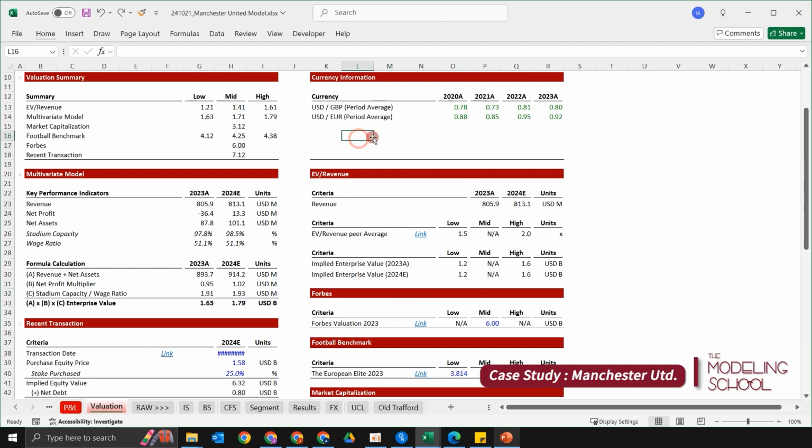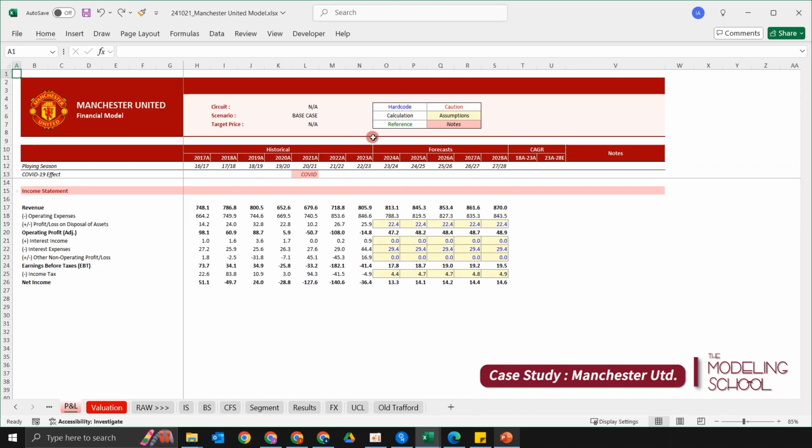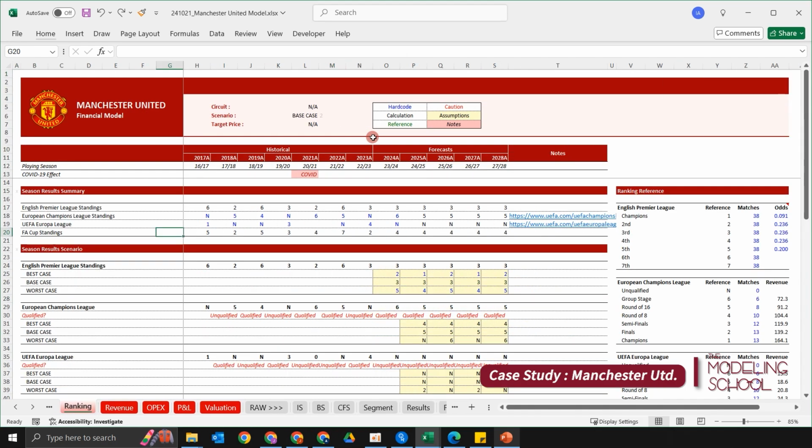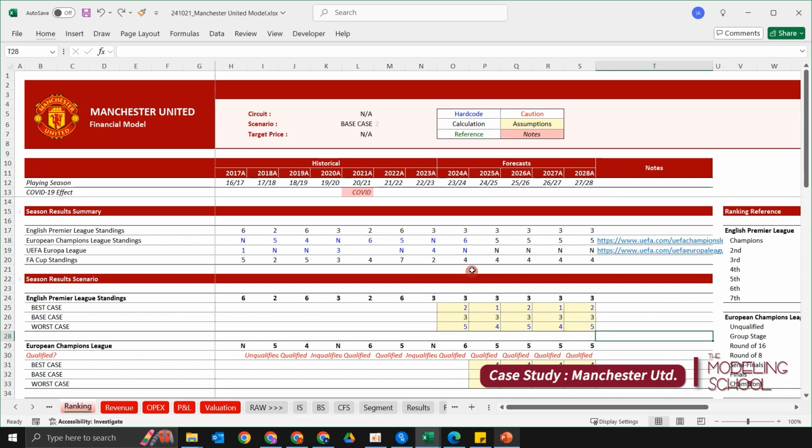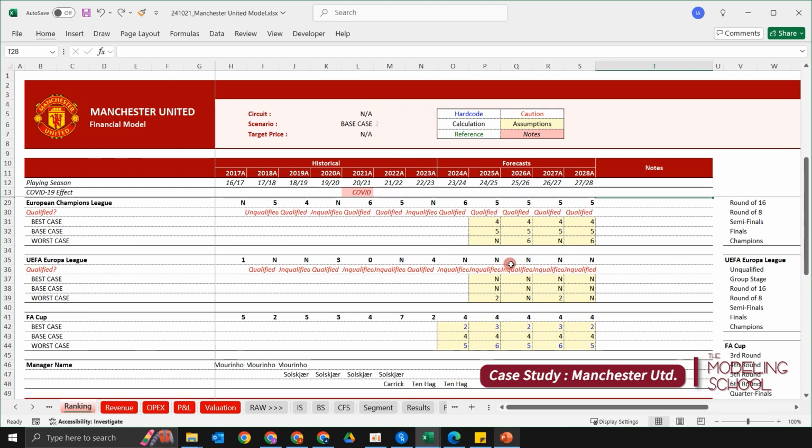That's why we spent so much time on building a delicate model for revenue, and plus we really enjoy building this model because simply it's all about football, and especially if you're a football fan, it's quite interesting.